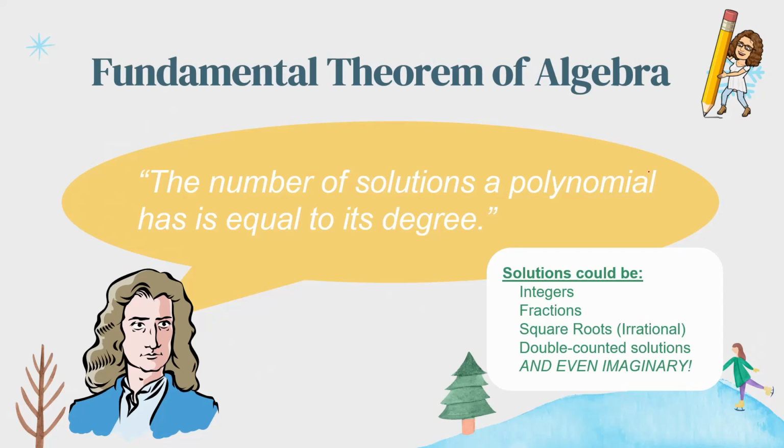Now, something that's very important is the fundamental theorem of algebra. The fundamental theorem of algebra states that the number of solutions a polynomial has is equal to its degree. Now, these solutions can be integers, fractions, square roots, double counted solutions, which means you get the same answer twice, and then even an imaginary solution. Today, though, we're not going to be focusing on problems that give you imaginaries. We'll just have integers and fractions. However, we will look at a problem that has a double counted solution. So just keep that in mind.